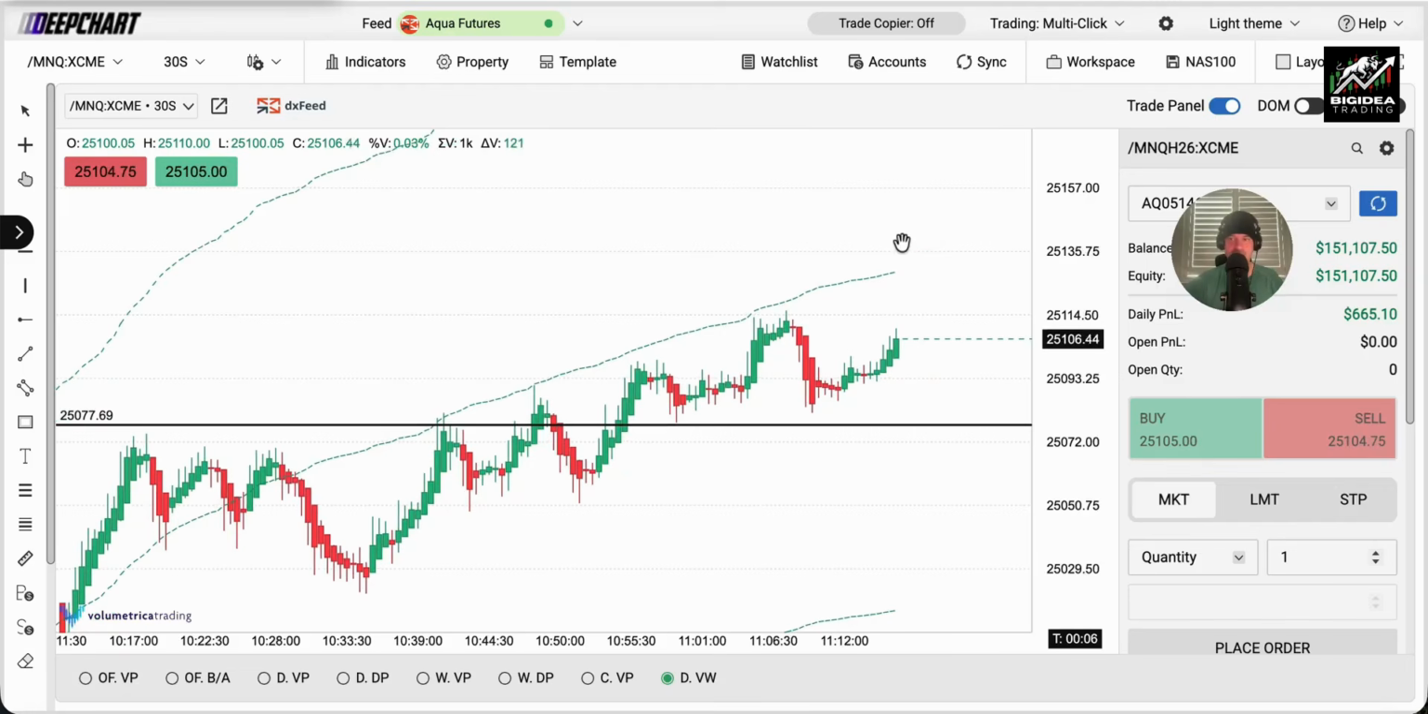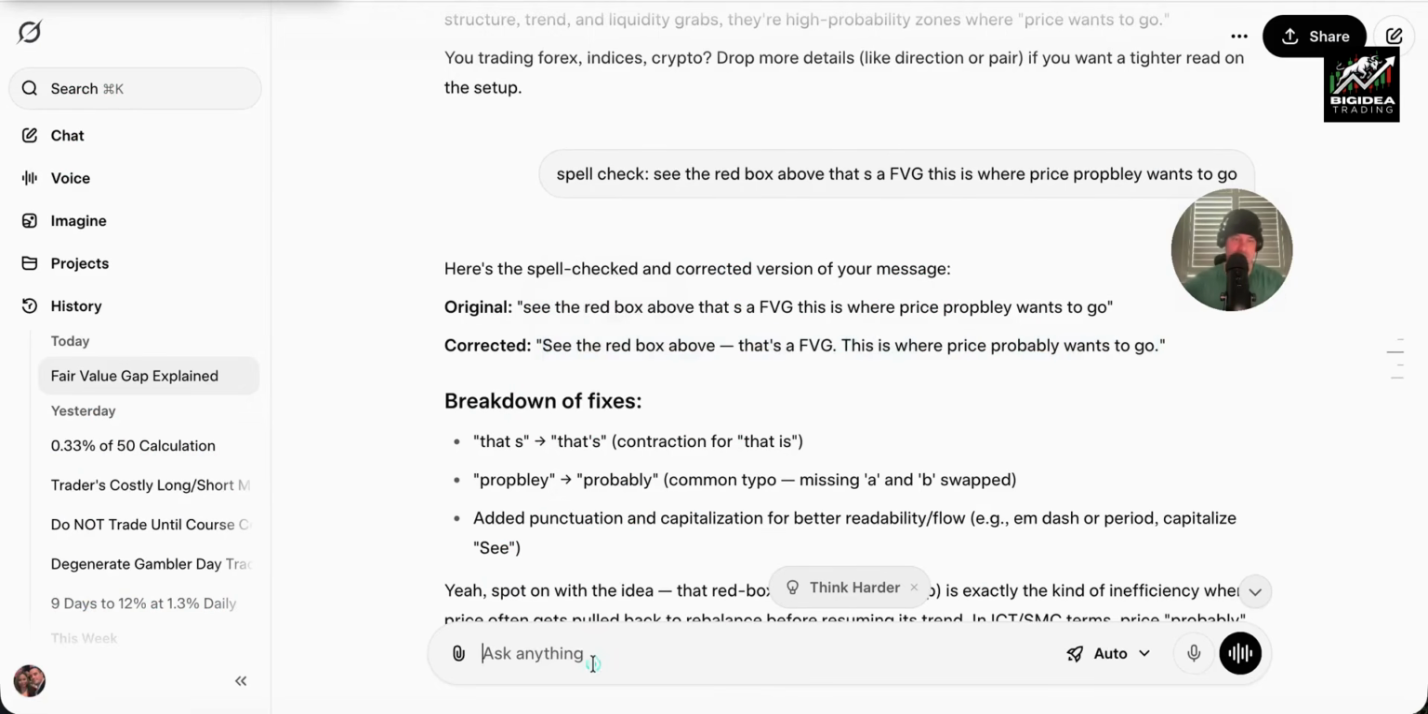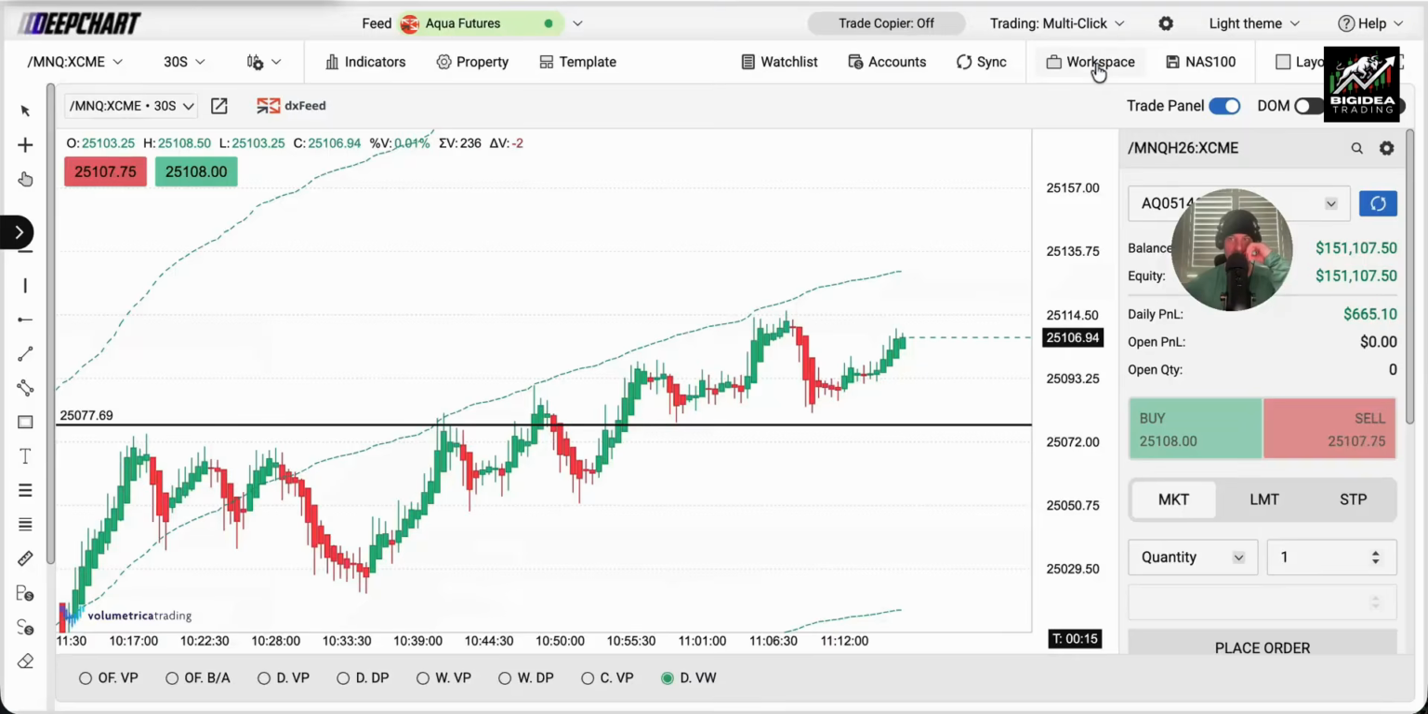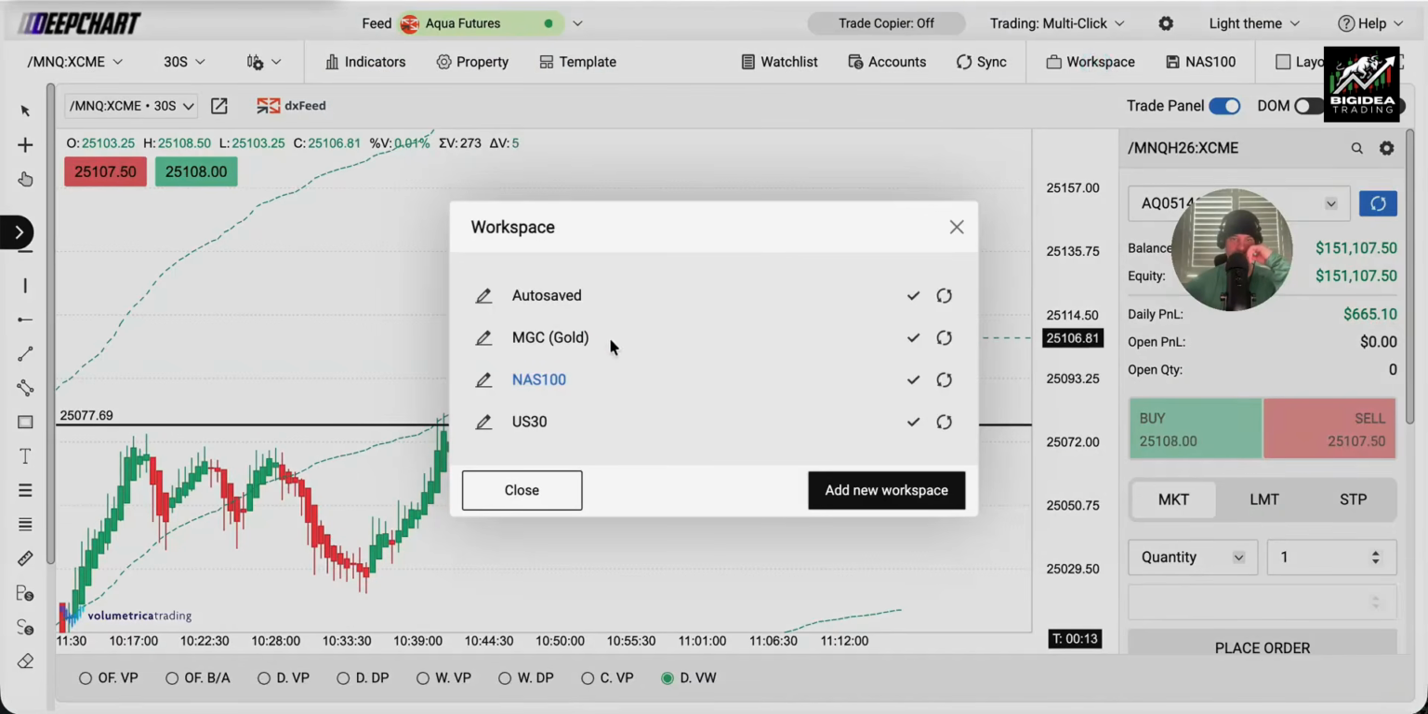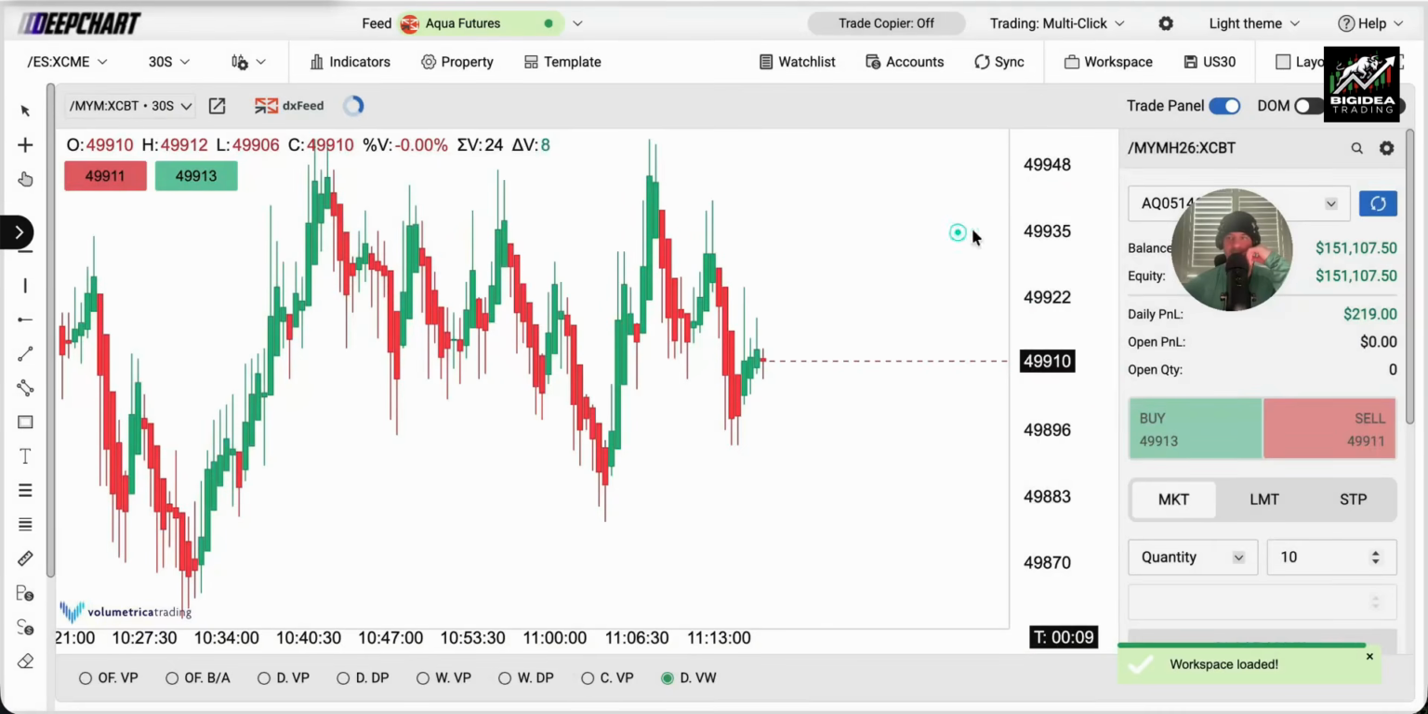You guys saw it live in video, and let's go add up how much we made here. Okay, so we'll use Grok. 66510 in the NASDAQ, 0.10, plus we did a US 30 trade. So I've got to go to my US 30 chart. US 30 is right here. And we did $219 in US 30.